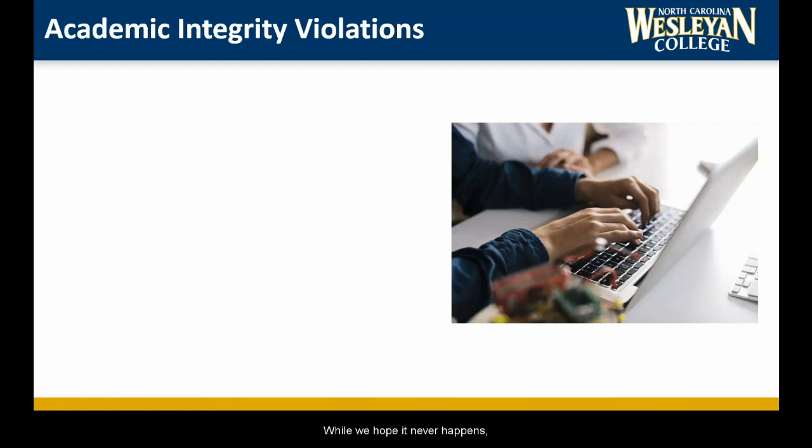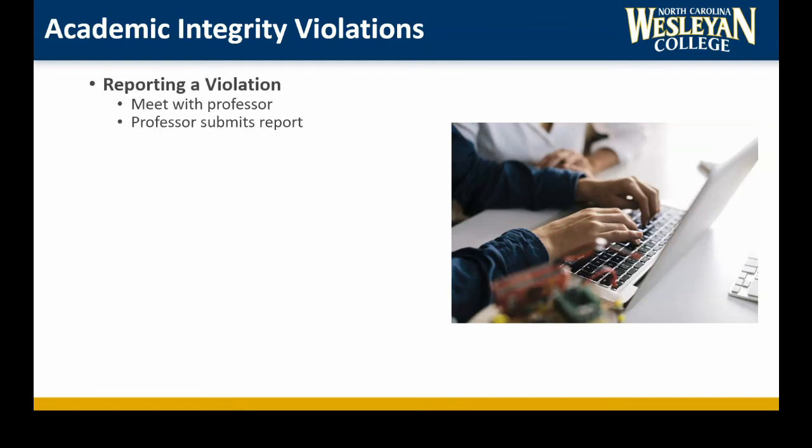While we hope it never happens, you need to be aware of the process that occurs when you are accused of an academic integrity violation. When a faculty member believes an academic integrity violation has occurred, they will discuss with the student the reason for their suspicions. The student will be given the opportunity to respond and explain any circumstances they believe the faculty member needs to consider with regards to the situation. Following the discussion, the faculty member will make a decision as to whether the student committed a violation.